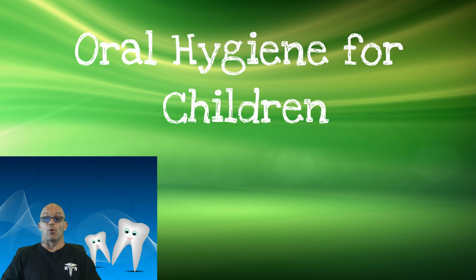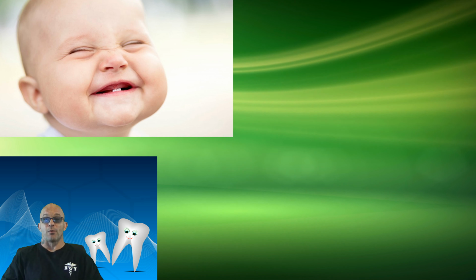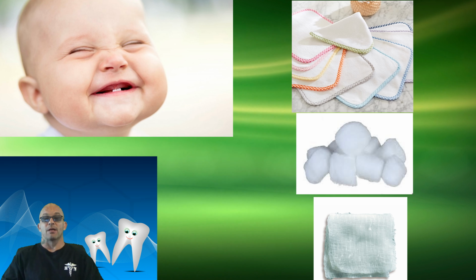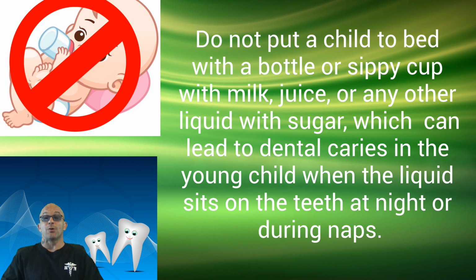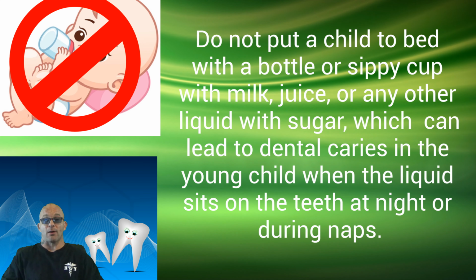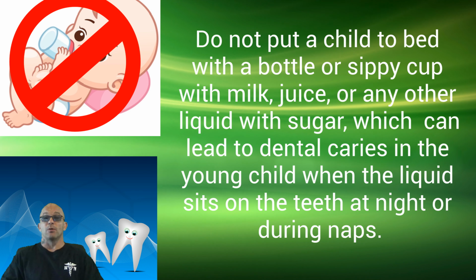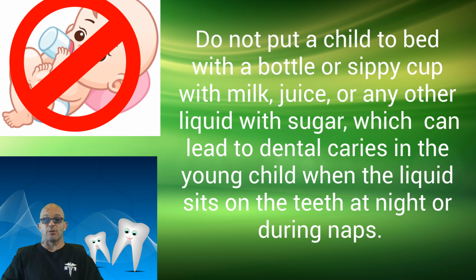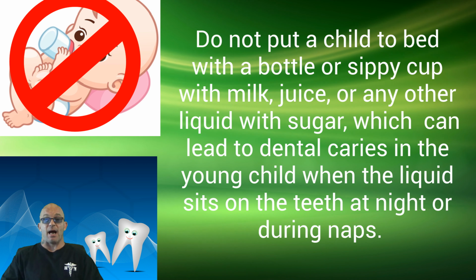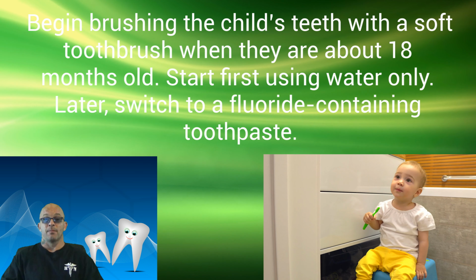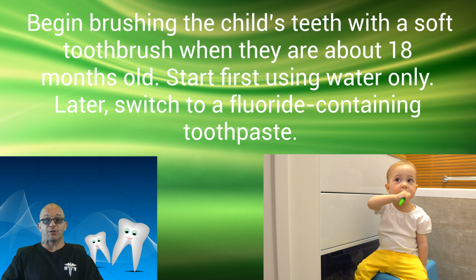Let's now discuss oral hygiene for children. Begin oral hygiene when the first tooth erupts. Use a washcloth, cotton ball, or gauze pad moistened with water. Do not put a child to bed with a bottle or sippy cup, milk, juice, or any other liquid with sugar, which can lead to dental caries in the young child when the liquid sits on the teeth at night or during naps. Begin brushing the child's teeth with a soft toothbrush.